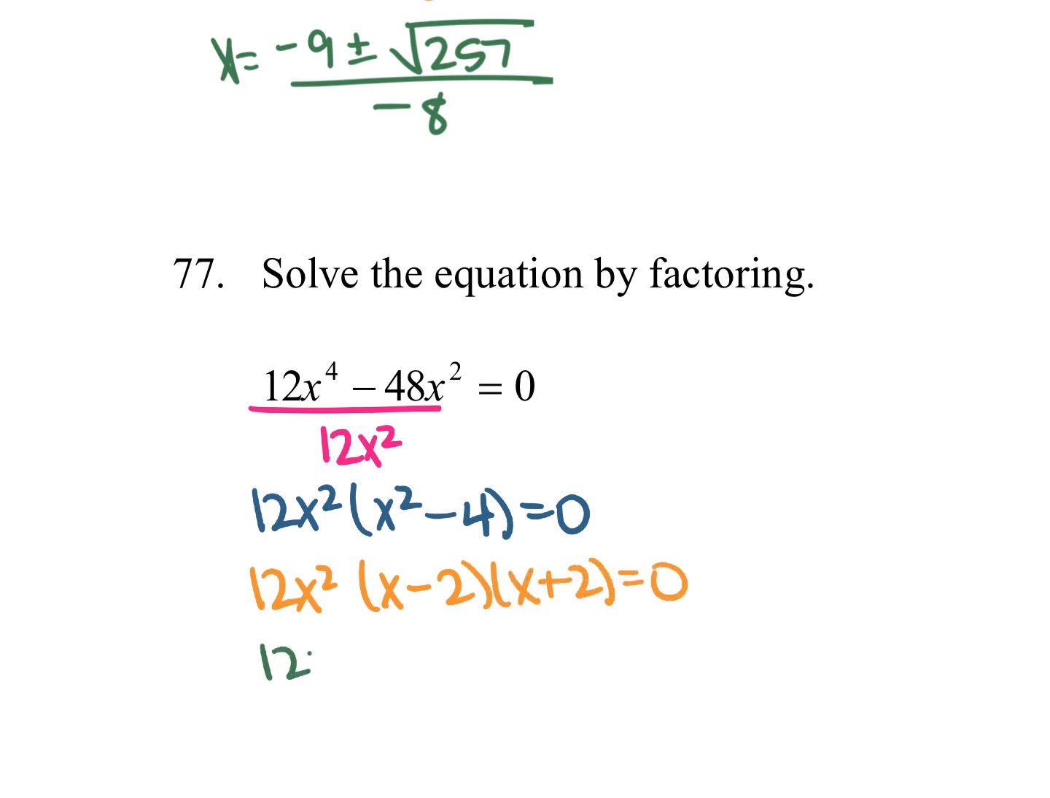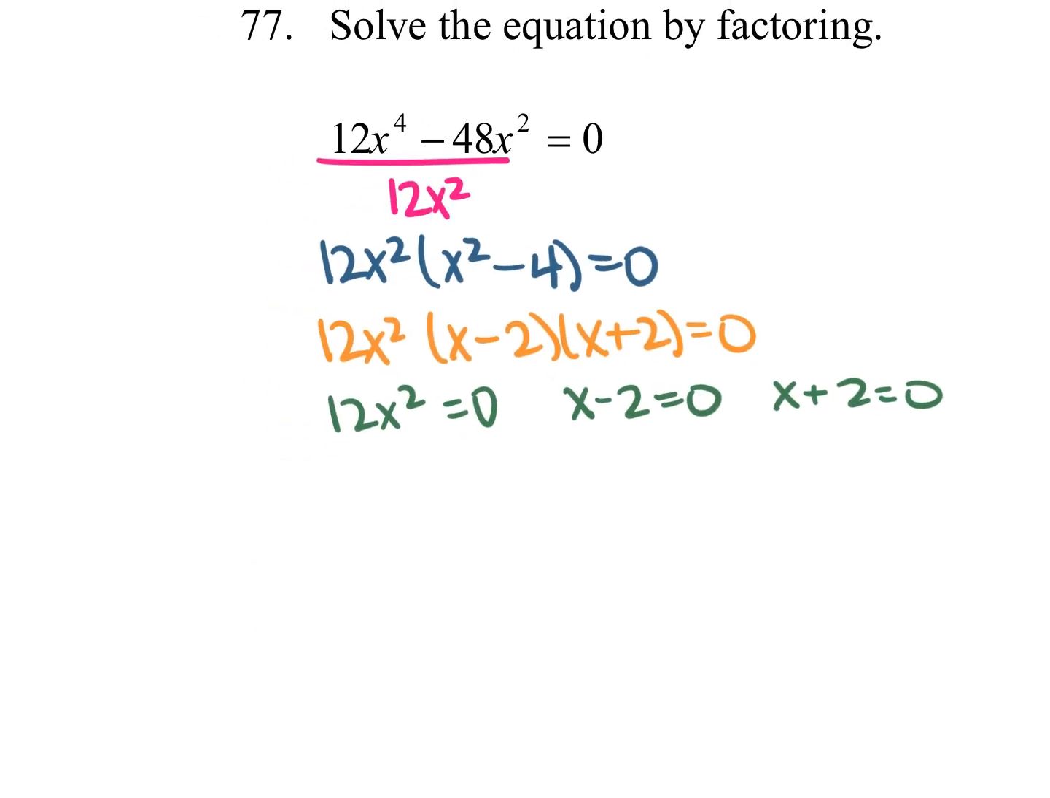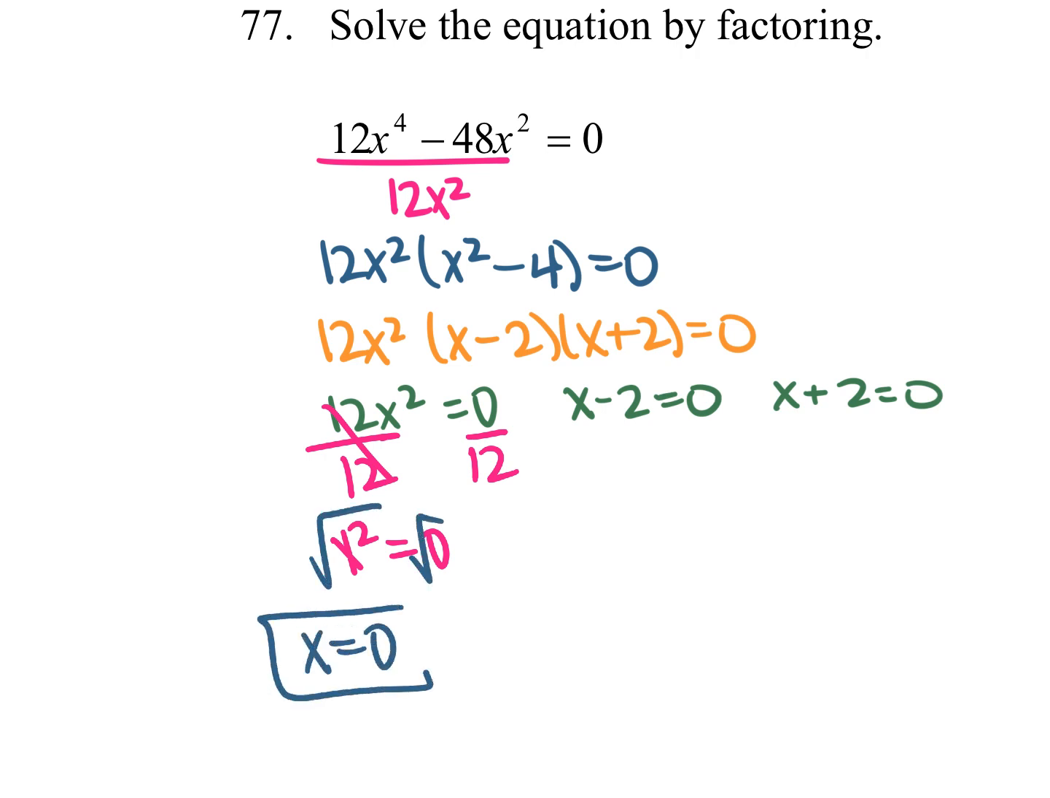Set every part equal to 0 and solve. So you have 12x squared is equal to 0, x minus 2 is equal to 0, and x plus 2 is equal to 0. So from here, divide each side by the 12. You get x squared is equal to 0. Take the square root of both sides. You get x is equal to 0.